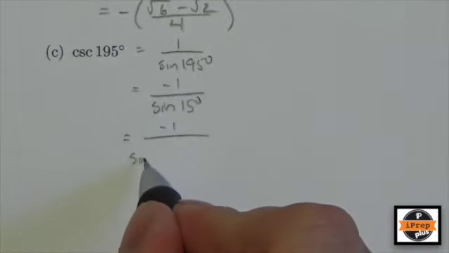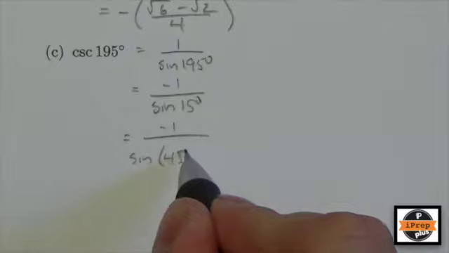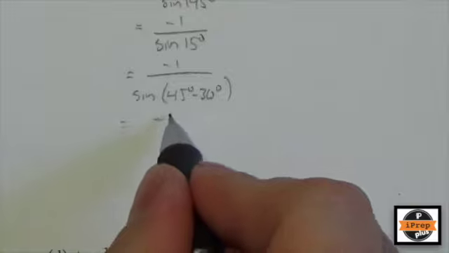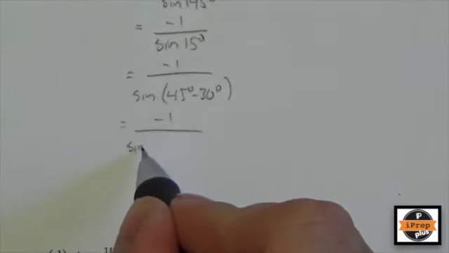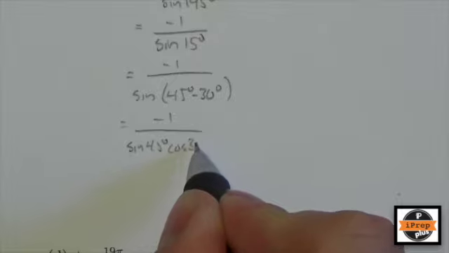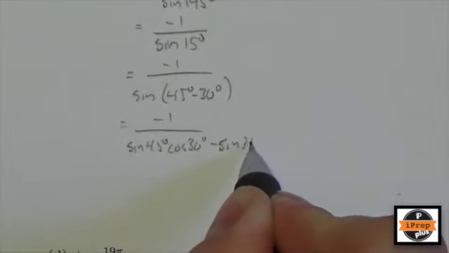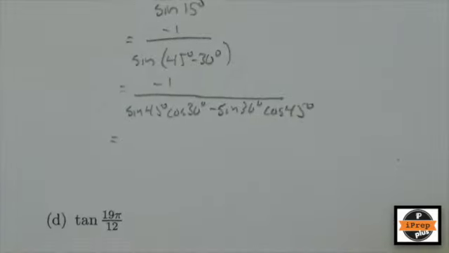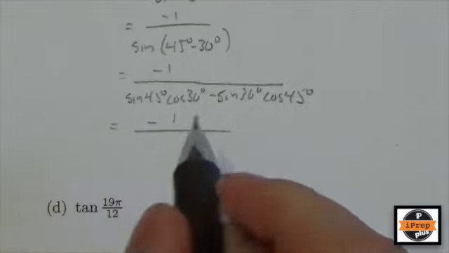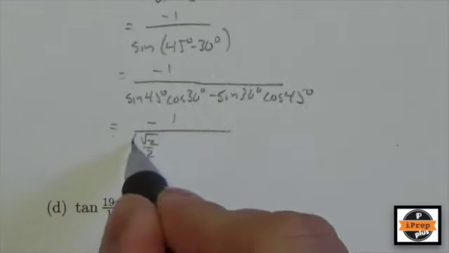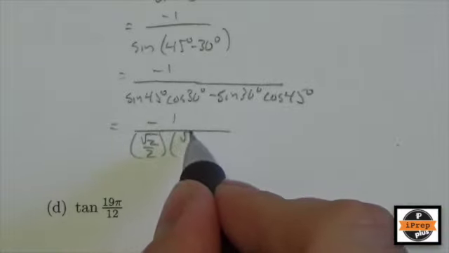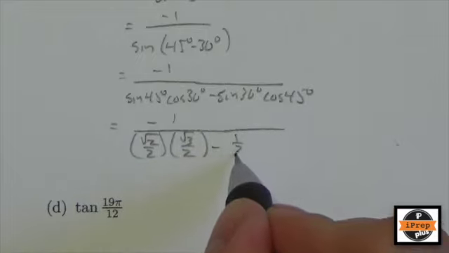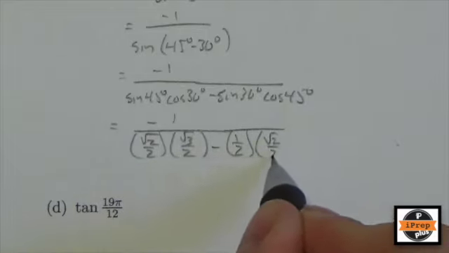Okay, sine of 15, I will basically write that as the sine of 45 degrees minus 30 degrees. Okay, and so that'll be negative 1 over, and this will be the sine of 45 cosine of 30 minus the sine of 30 cosine of 45 degrees. That's the identity. And now we'll plug in the ratios here. So this will be root 2 over 2 for the sine of 45, root 3 over 2 for the cosine of 30 minus sine of 30 is 1/2, cosine of 45 is root 2 over 2.